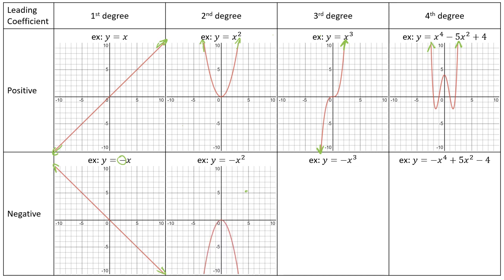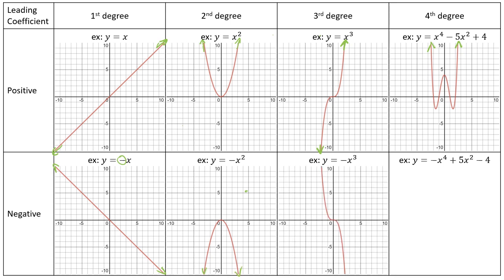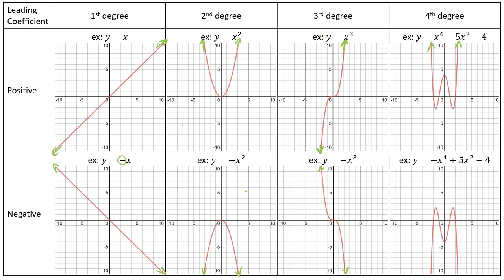It follows that y equals negative x squared has both sides going down. Y equals negative x cubed is the opposite of y equals x cubed. So instead of bottom left to top right, now it's top left to bottom right. And then finally, for the negative version of the fourth degree polynomial, both sides go down.